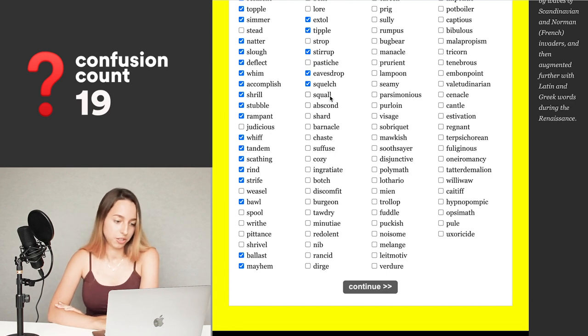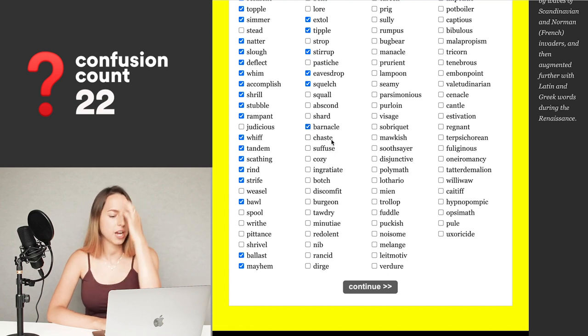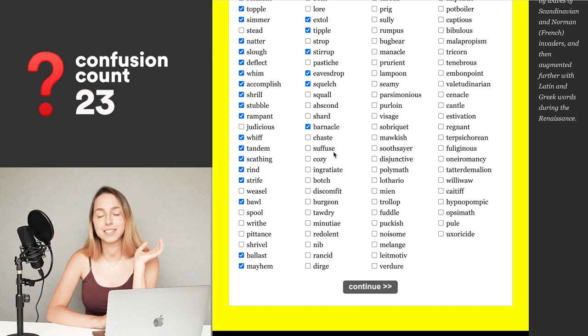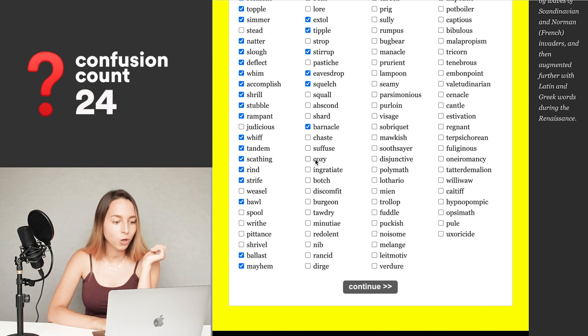Squall, that one I don't know. Abscond. Abscond. No. Doesn't ring a bell for me. Shard. No. Barnacle. Yes. Chest. Chased. Sophos. Suffuse. Oh my goodness. You have literally many, many different ways of saying some of these words. Cozy. Thank God. An easy word.